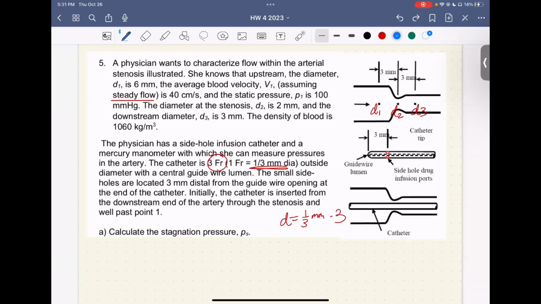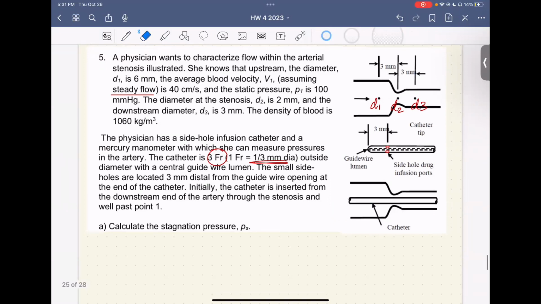Then we have the catheter inserted from the downstream end of the artery. So this is downstream, right? If we think of a stream going down, this is downstream, this is upstream. So it is inserted at the downstream end of the artery, through the stenosis and well past point 1. And this is point 1 right here. So it goes all the way through, as seen in this image. Great. So let's get started.